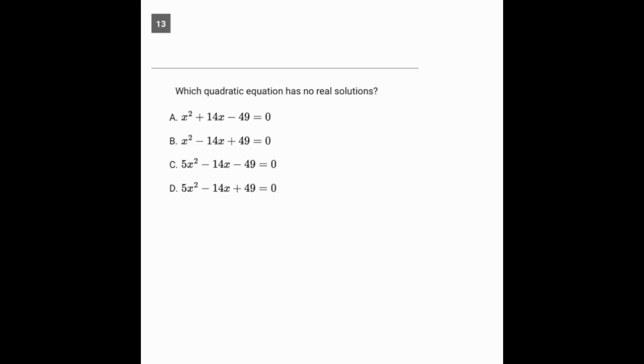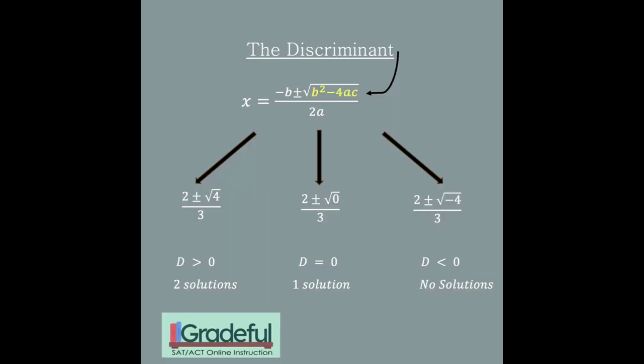Now going on to number 13, this is a question about a really important concept on the SAT, the discriminant. First of all, you should definitely know the quadratic formula by heart if you don't already. Super important. And the discriminant is this part of the quadratic formula. It's the b squared minus 4ac. It's the part that's under the radical.